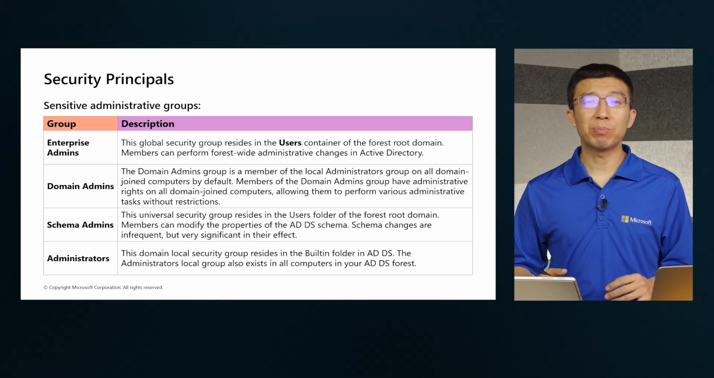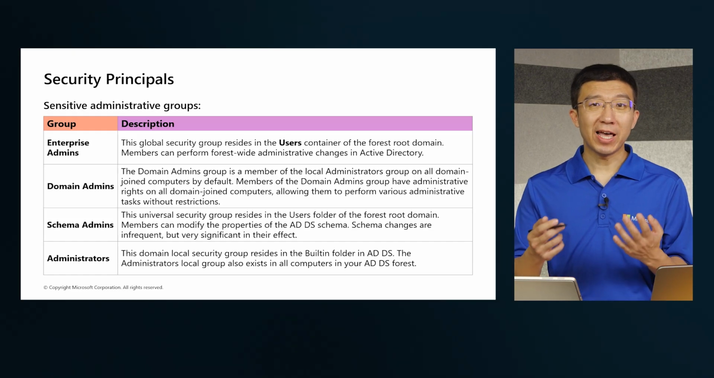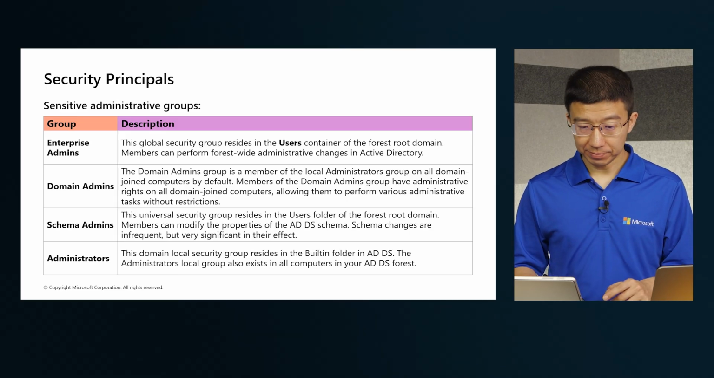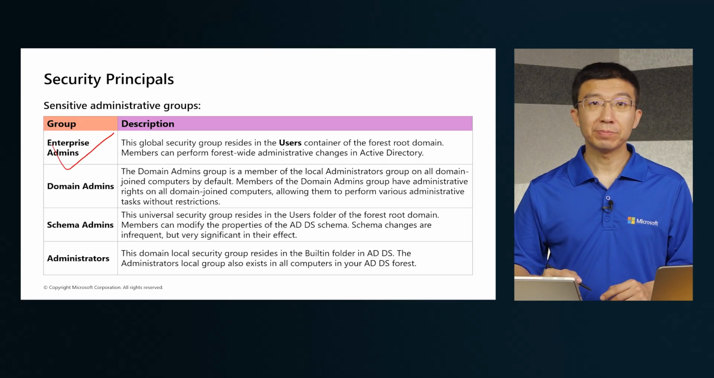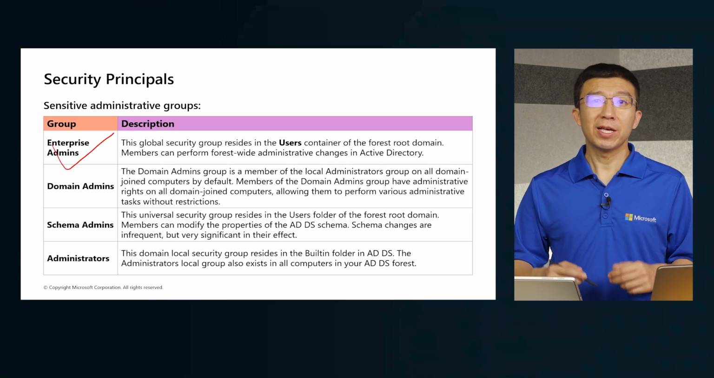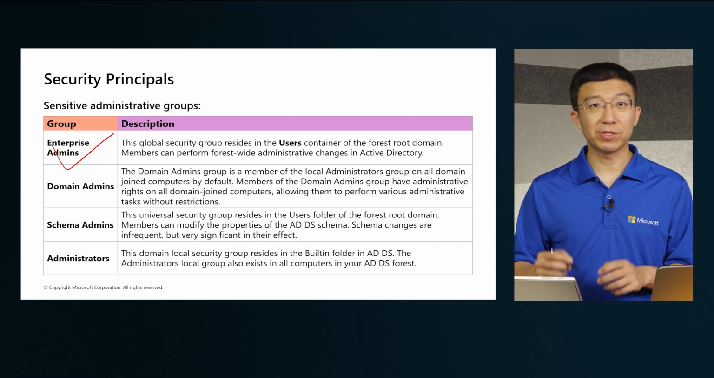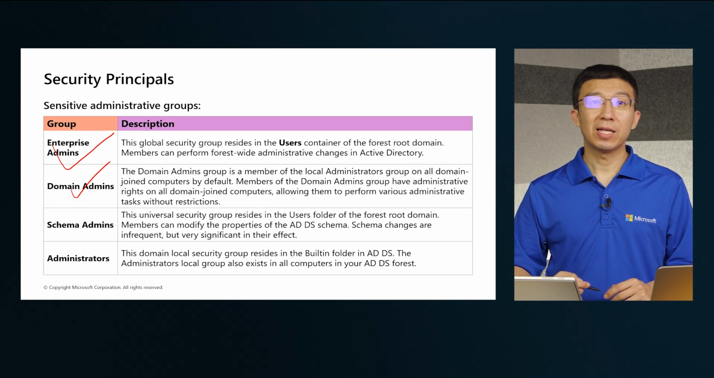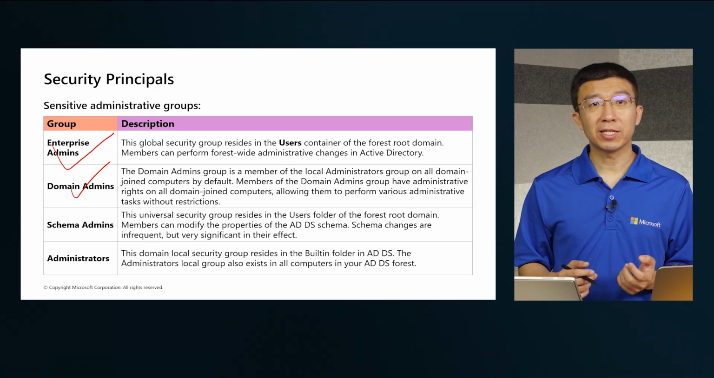Let's talk about security principles. These are the users and groups that have administrative rights in your environment. Key groups include enterprise admins. Enterprise admins can make changes across the entire Active Directory forest. Domain admins have admin rights on all domain-joined computers.